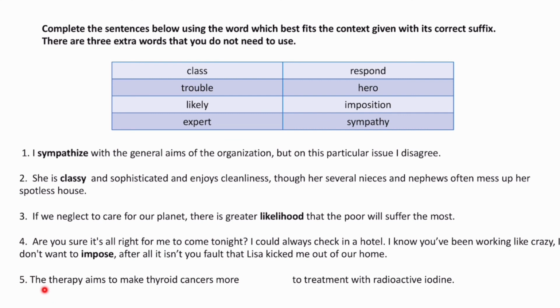5. The therapy aims to make thyroid cancers more to treatment with radioactive iodine. So here, this is again a common expression, especially in medicine, to make something more responsive to treatment. So we're going to be using respond, as I've just said.